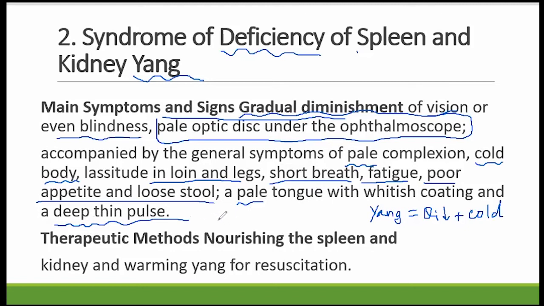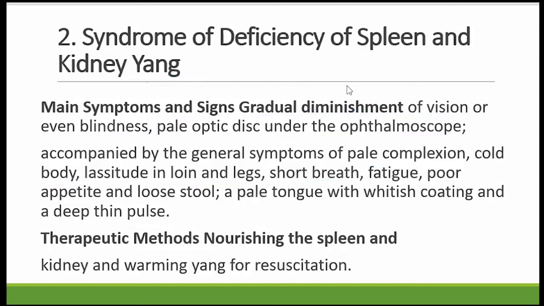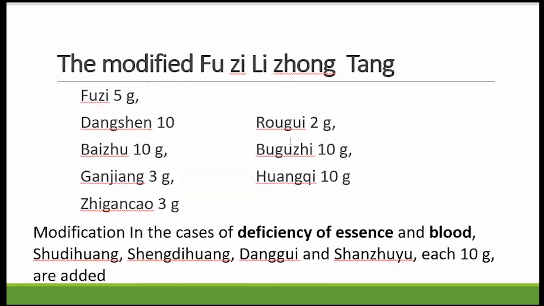So for the treatment principle, we better use the word warming: warming the spleen and kidney. You can also say nourishing the spleen and kidney and warming yang, which is still good. Since there is truly some cold inside, we need more warming. So here is the formula we use.